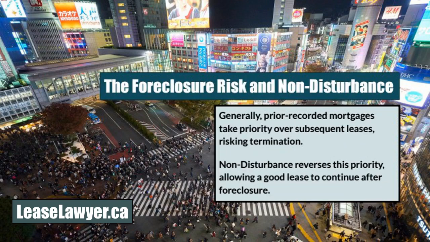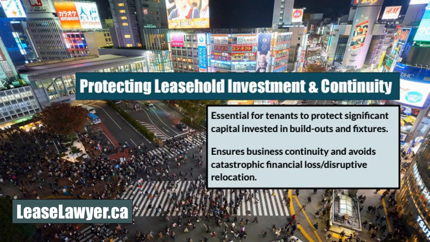Without this protection, the general rule of law in many jurisdictions dictates that a mortgage that was recorded before the lease would have priority, meaning the foreclosure would automatically extinguish the subordinate lease. Consequently, non-disturbance serves to effectively reverse this common law priority, allowing a commercially viable tenancy to survive the financial failure of the landlord.